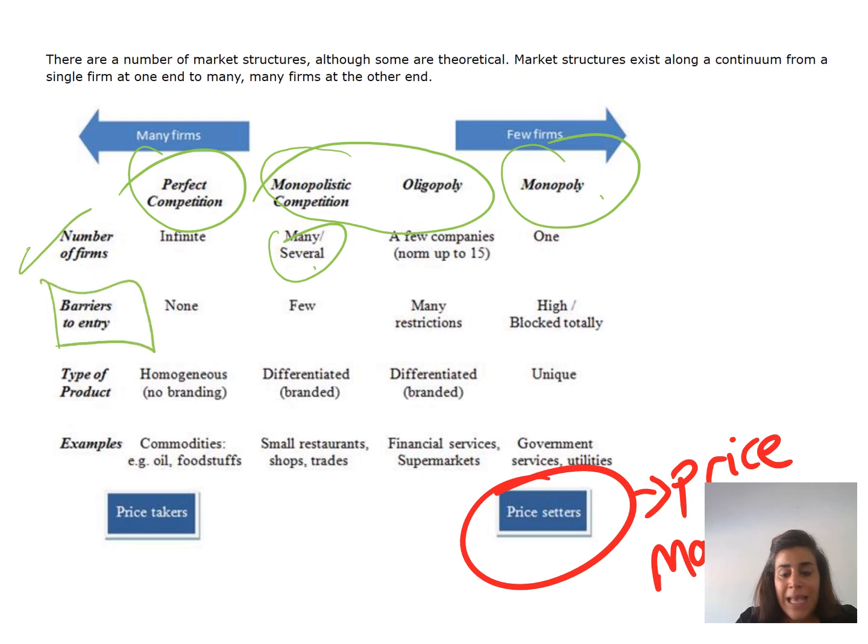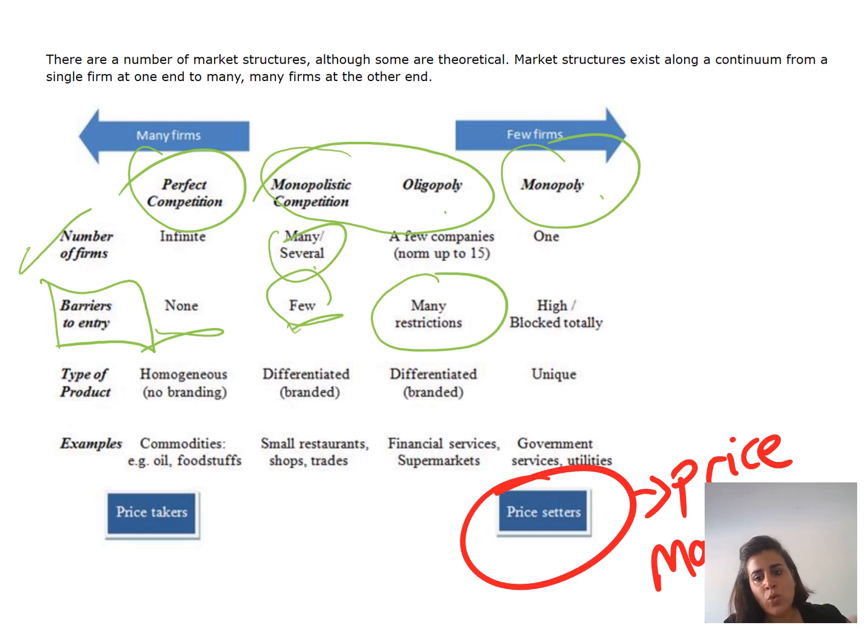Now, barriers to entry. Is it easy for me, if I want to open a firm, to enter the market and start my own firm and start selling? For example, in perfect competition, I would have no barriers to entry. It means it is very easy for me to start my own firm and exit the market whenever I want. In monopolistic competition, we have few barriers to entry. In oligopoly, it's not a few, it's a lot of barriers to entry. So they put many restrictions, many rules and regulations when you want to enter the market and start your own company. And when I'm talking about a monopoly, they block it completely. This is where they will put either artificial or natural barriers.